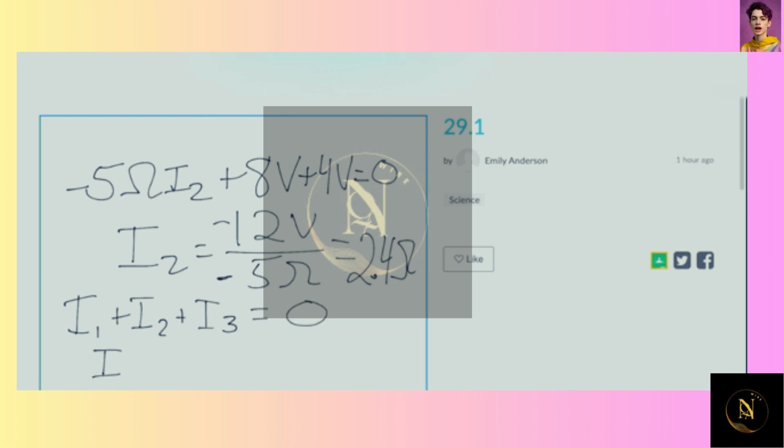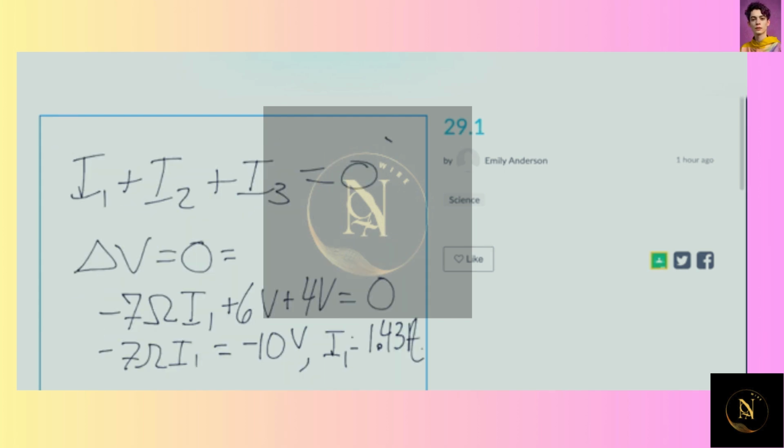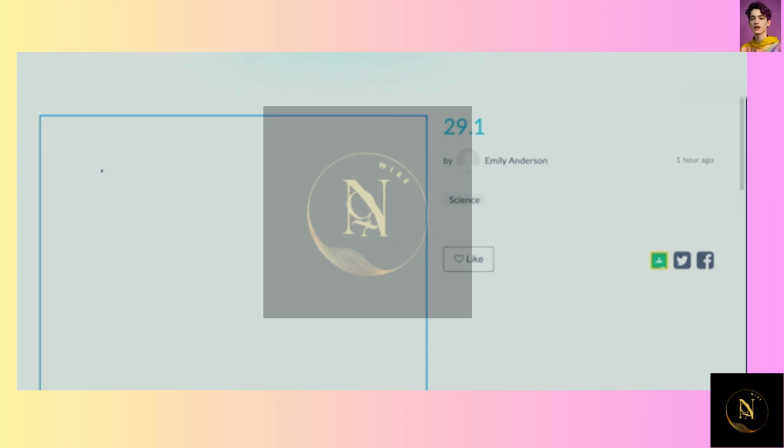equals negative 2.4 amperes, not ohms. Sorry, I got my units confused. Amperes, plus, what did I say I1 was? 1.43. 1.43 amps, which gives me I3 equals negative 3.83 amperes. Okay. And that's how you use the loop laws to solve simple circuits.